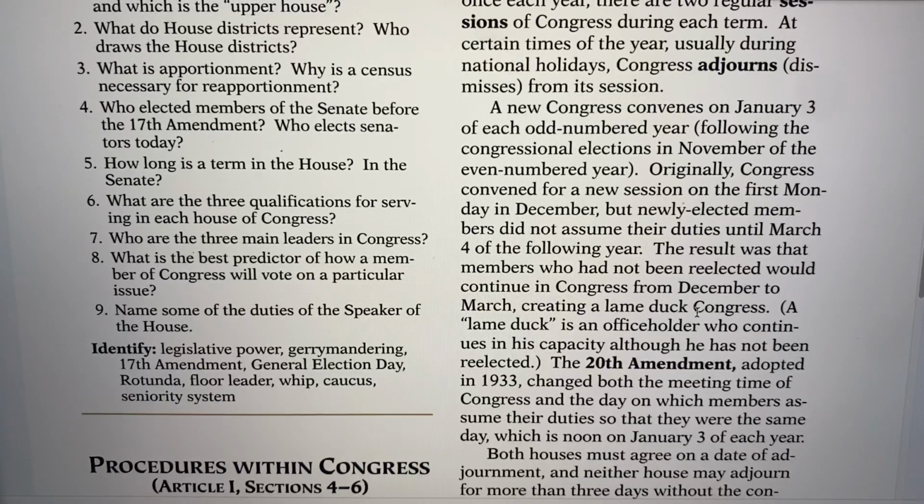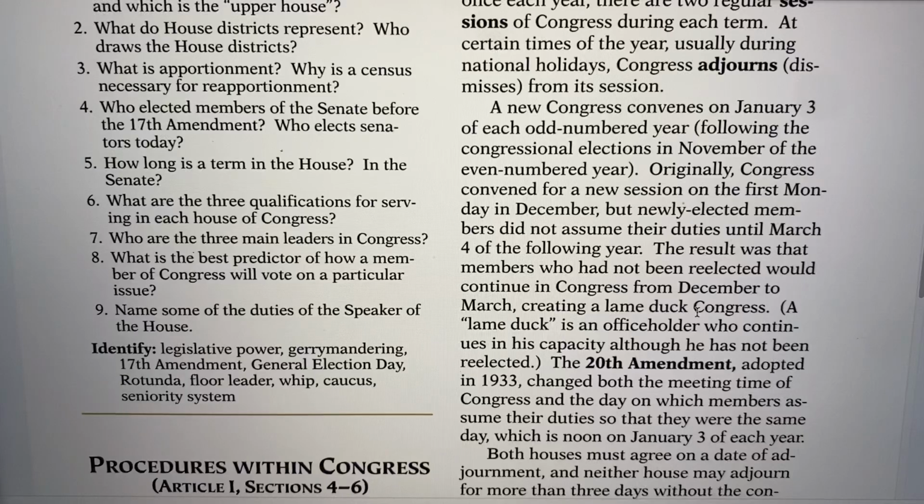After FDR, the 20th Amendment changed the meeting time of Congress to noon on January 3rd of each year. Before that it was like March. The reason they called it lame duck is that the people in Congress during that time didn't hold office anymore. They were just sitting there until the new person came and took over. They were elected out, so they couldn't really do very much. They just had to wait around. That's why they called it the lame duck Congress.